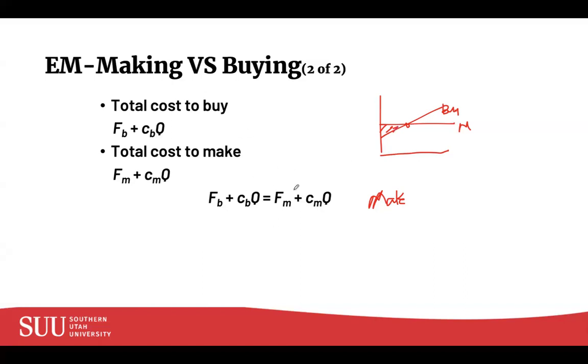And the same, we just do a transformation of this equation, and then we will be able to find that the break-even quantity equals the fixed cost of making minus the fixed cost of buying, divided by the variable cost of buying minus the variable cost of making. Then you will be able to find the break-even quantity for this type of model.